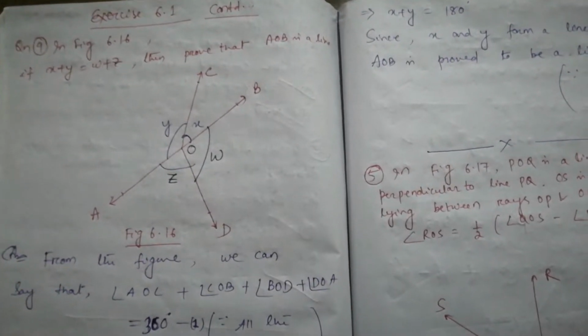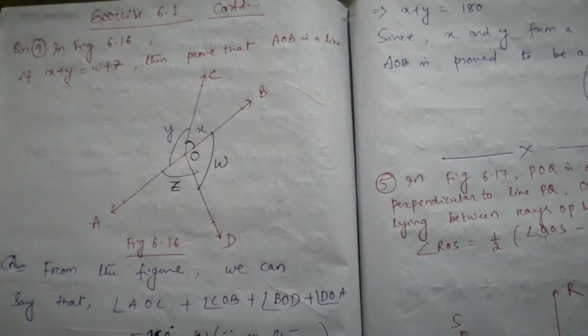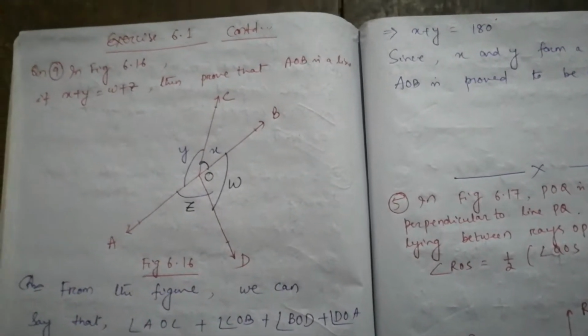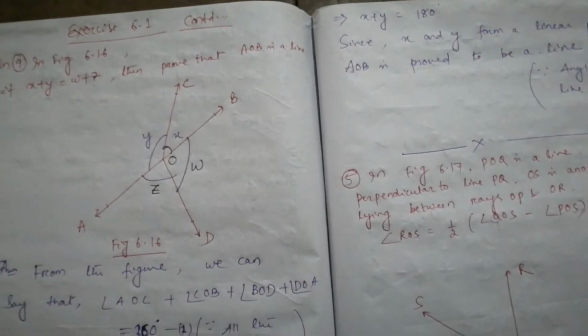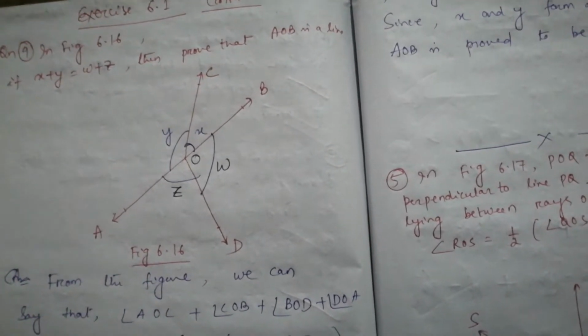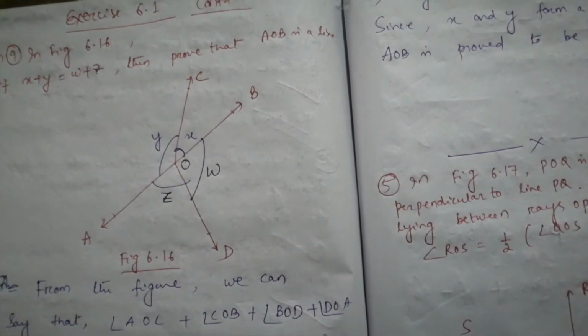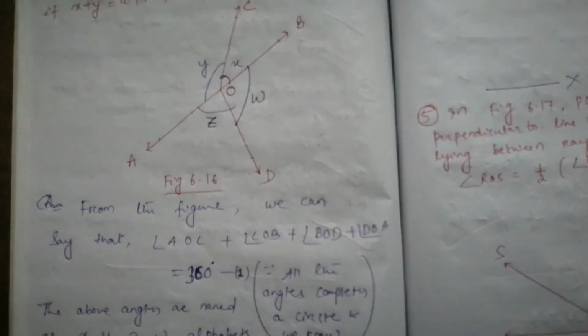Dear students, today I will discuss the left parts of exercise 6.1, Mathematics 9th class, CBSE board. Okay, so I will continue with question number 4. Question number 4 says, in figure 6.16, if x plus y equal to w plus z, then prove that AOB is a line. Fine. See the figure here, figure 6.16.